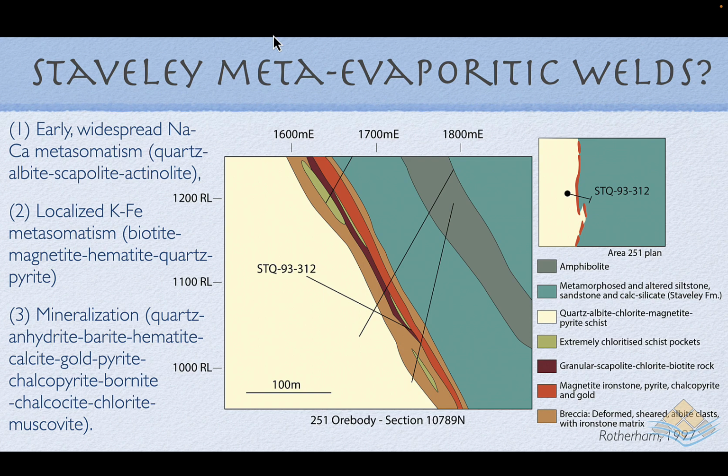And so in this area, for example, in the Staveley meta-evaporitic welds, we see early widespread sodic and calcic metasomatism, hosted in a variety of quartz, albite, scapolite, actinolite metamorphics. Locally, we see elevated levels of potassium and iron metasomatism, hosted in biotite, magnetite, hematite, quartz, pyrite associations. And then we see the mineralization association, the copper-gold association, where we see associations of quartz, anhydrite, barite, calcite, gold, chalcopyrite, bornite, chalcocite, chlorite, muscovite.